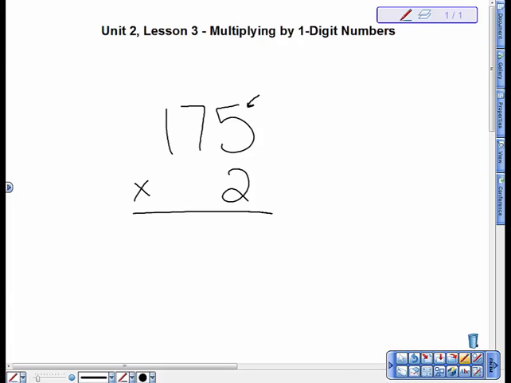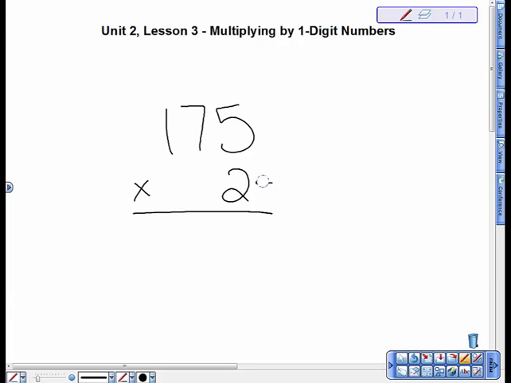Right here, this 5 is in my ones place. This 7 is in my tens place, so it equals 7 tens, or 70. And this 1 is in the hundreds place, so it equals 100 total. When you're multiplying, you take the number on the bottom and start with the number on the right. Later in this unit, we'll talk about multiplying by 2-digit numbers, but for today, we're just going to have a single digit that we're multiplying by.